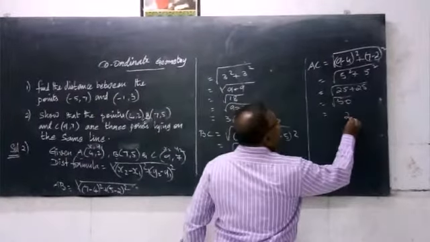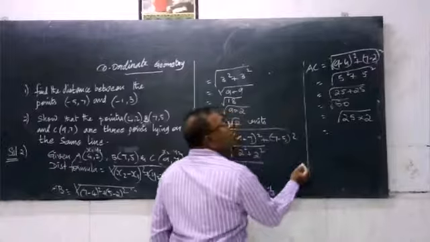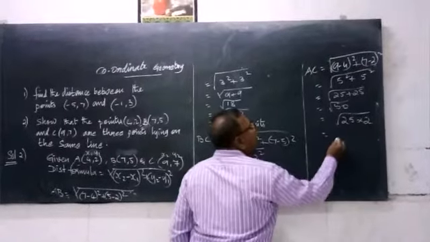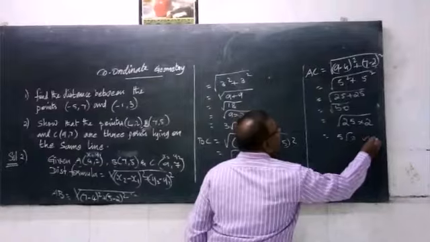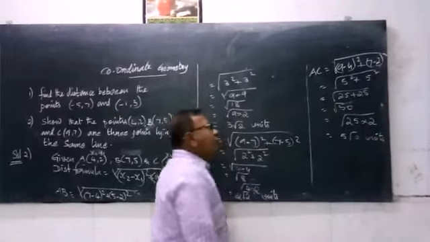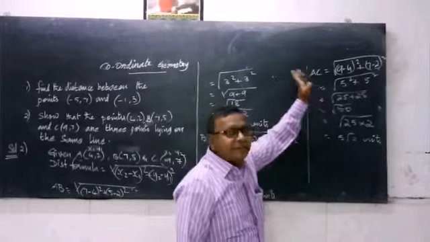So I'll write like this simply, 25 into 2, which is 50. Square root of 25 is 5. Root 2 I am writing as it is. So 5 root 2 units. See what is this? It is the distance between the points A and C.